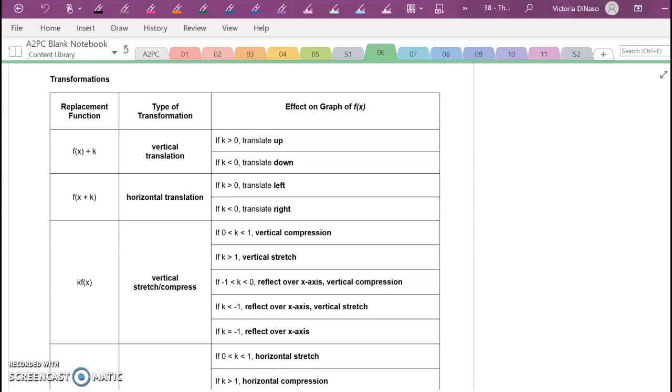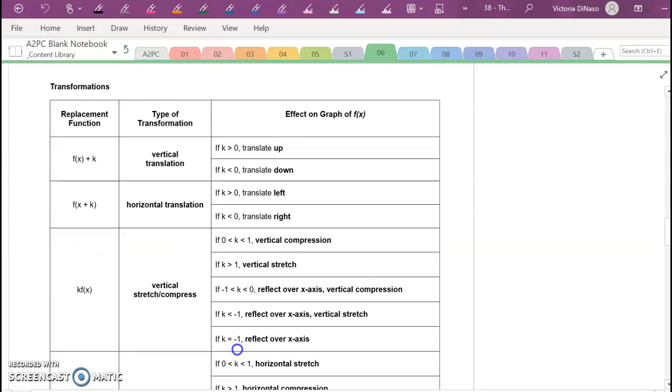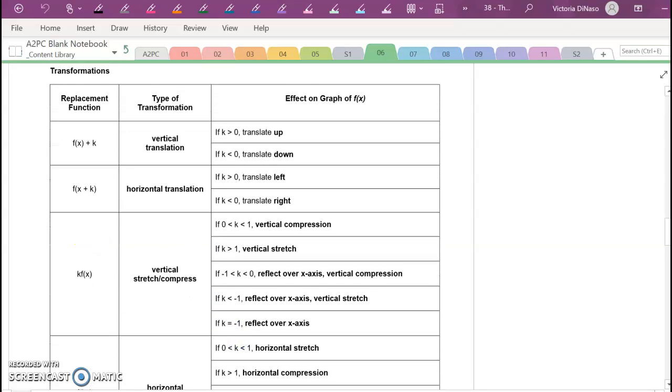So the last part of section 38 is graphing, and it has to do with these transformations. So what's happening here with this replacement function? So f of x could be any function. Whether it's the absolute value, an exponential, a logarithmic, a parabola, a cubic, any type of function that we have, it's the exact same sort of transformations that are taking place. And it's all based on the value of k.